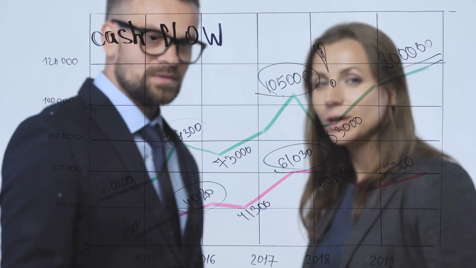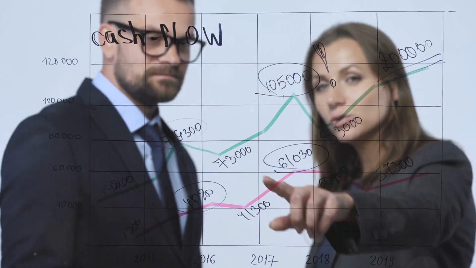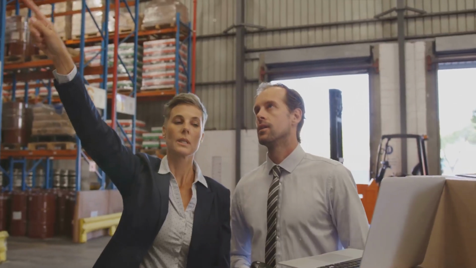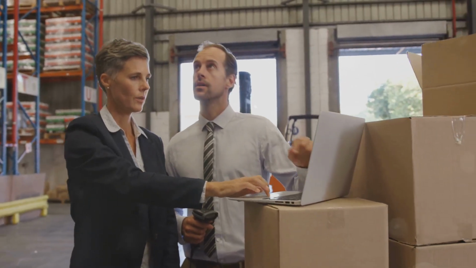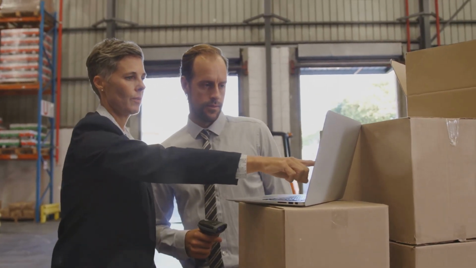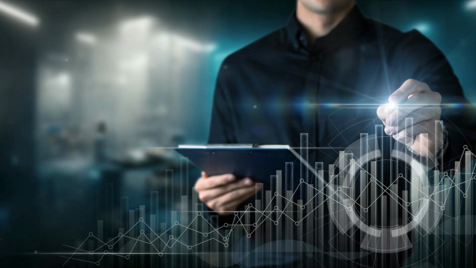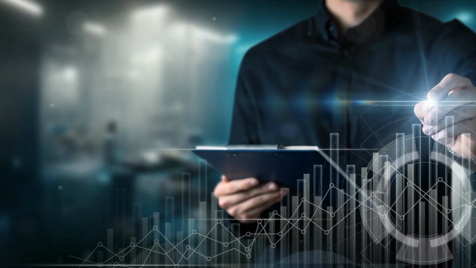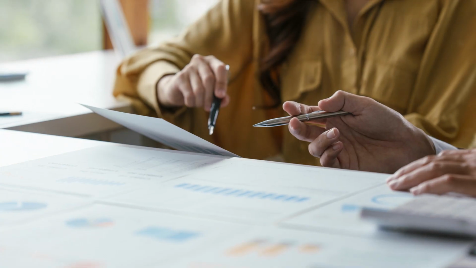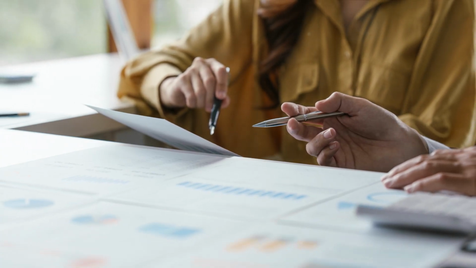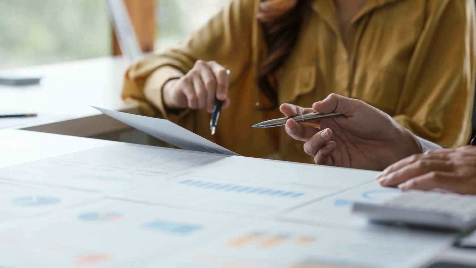Imagine two companies with the same revenue but vastly different efficiency ratios. The company with better ratios uses its assets, manages inventory, and collects receivables more efficiently. This translates to higher profitability and a stronger financial foundation. Investors and lenders recognize this, making efficient companies more attractive for funding.